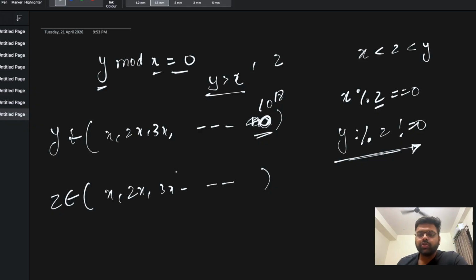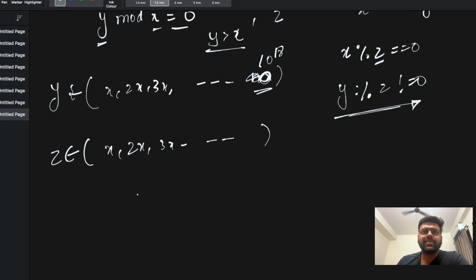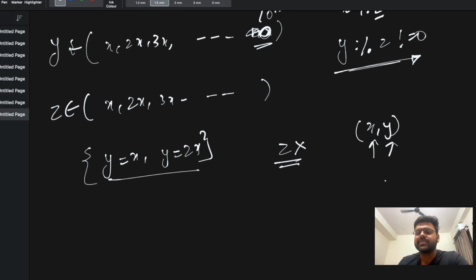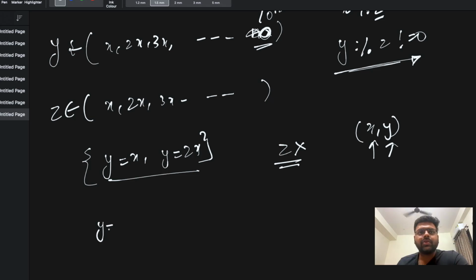Okay, so for that to happen, now let's try to think. There could only be one condition: when y is equal to x or y is equal to 2x. Only then I can say there won't be any z between x and y that is divisible by x and not divisible by y. Now let's see why. Suppose y is equal to x. There is no space between x and y, so z is not possible.